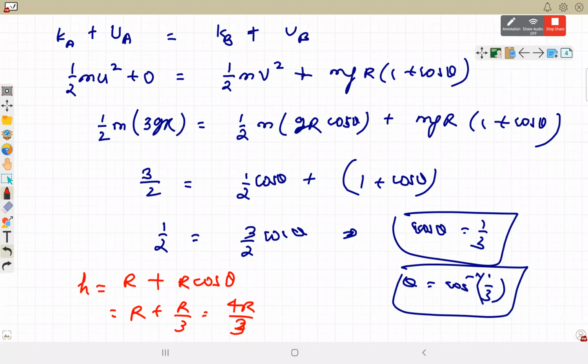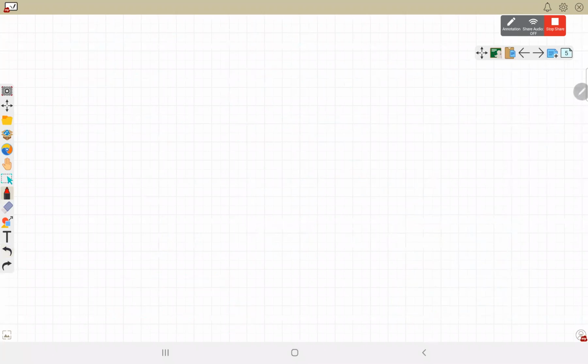Right, next comes what is the maximum height obtained by this projectile. So the particle is leaving at B but instead is continuing in the upward direction. So we have to add the maximum height of that projectile to this height where it leaves the circle. So if it is leaving the circle at a height of 4r by 3, that path we just draw again. So here the particle is leaving the circle with a speed of v that we have calculated because we already have the value of theta.